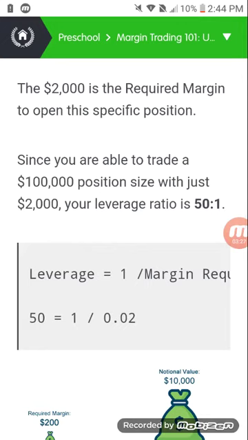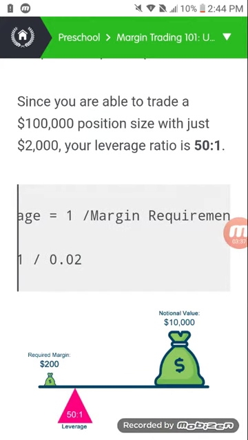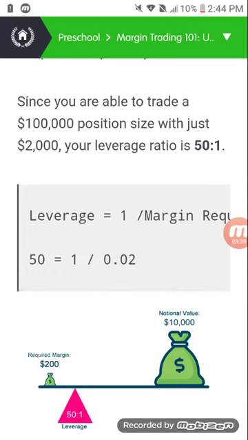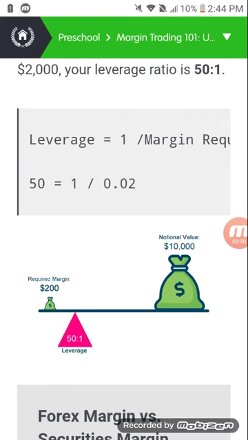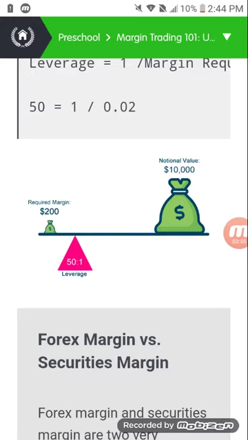Since you are able to trade a 100,000 position size with just 2,000, your leverage ratio will be 50 to 1. So leverage equals 1 divided by the margin requirement. For 50 to 1, it will be 1 divided by 0.02, and it will give you a leverage ratio of 50 to 1. In this example, 0.02 of 10,000 is 200, and that gives you a 50 to 1 ratio as well.